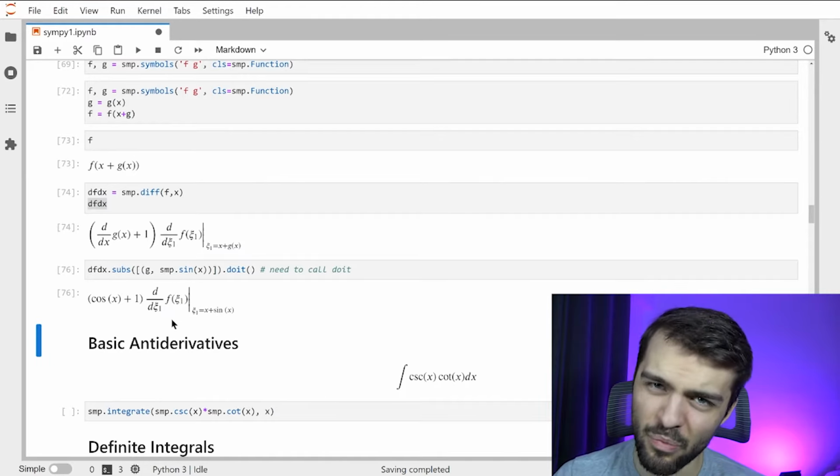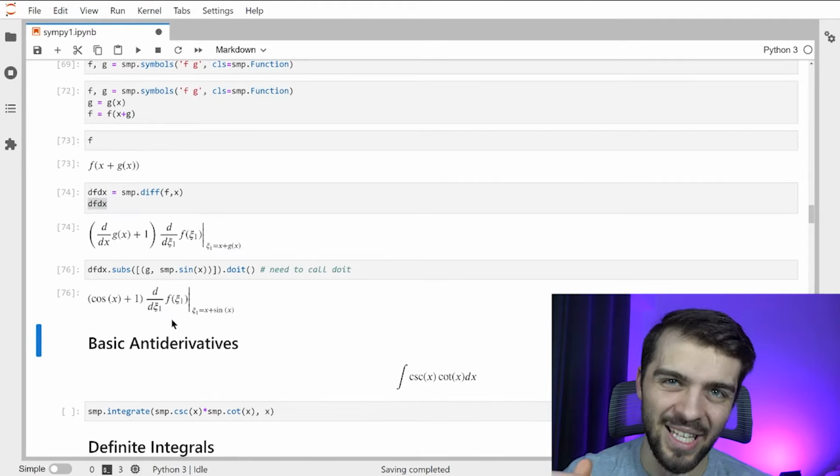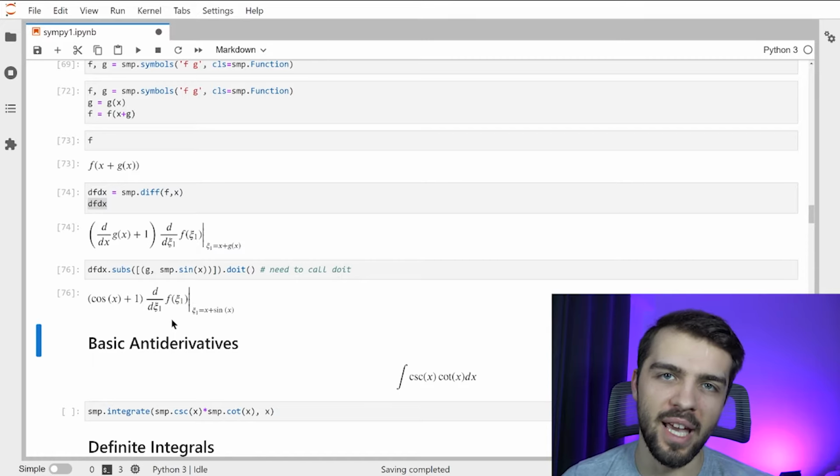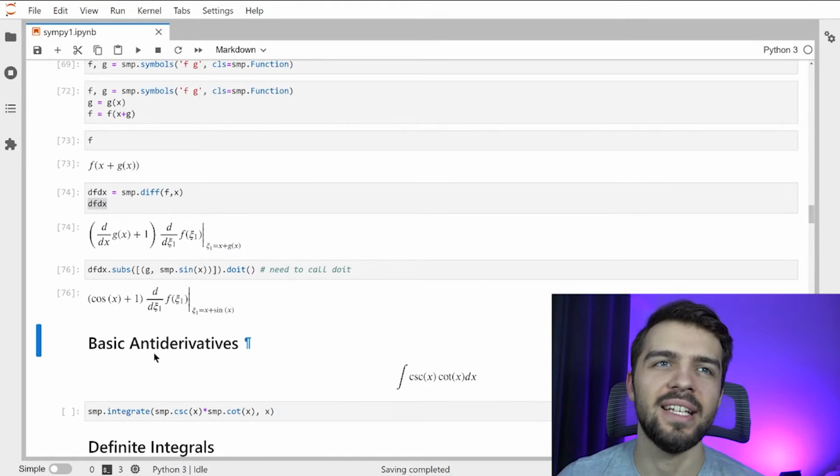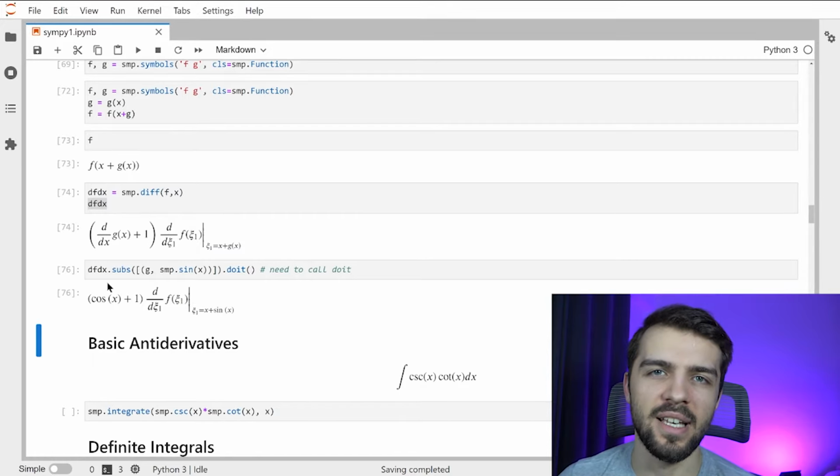So that's really important with SymPy, and at the end of the video, I'll go over Lagrangian mechanics a bit, and this is super, super helpful that SymPy can deal with functions in this abstract sense.